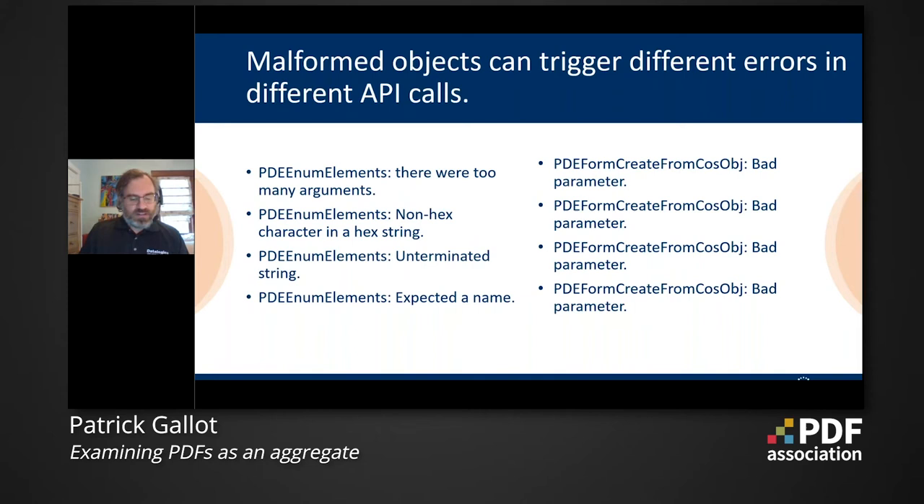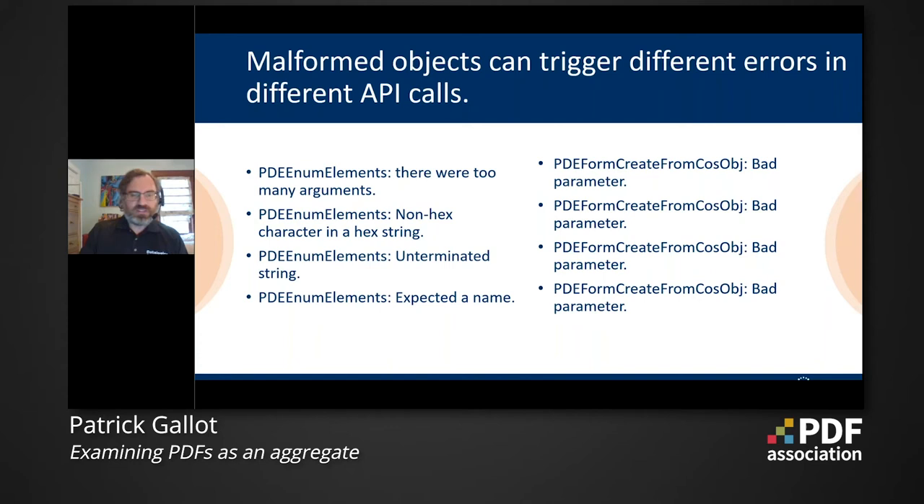Essentially, it seems that PDFormCreateFromCosObj on the right will complain "bad parameter" for pretty much any issue in the content stream of an indirect object, while enumerating the elements of that content stream with PDEnumElements gives us a more fine-grained picture of the issue. End of sidebar. Back to where we were on whether these errors are widespread or just massively affecting particular files.